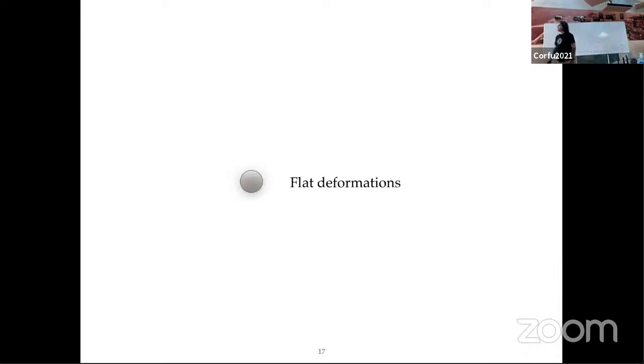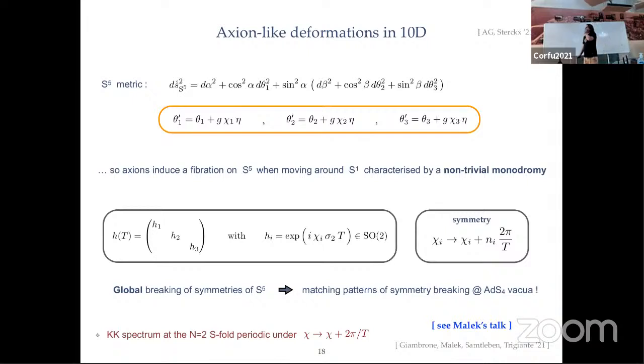Very good. So now I come to the point of flat deformations. The first thing we did was to understand these axions, these chi parameters, from a 10-dimensional perspective. And what they do is something nice. If you write the five-sphere geometry in a round way, using coordinates alpha and beta, and then three angles theta 1, theta 2, theta 3, that essentially reflects the SO(2) × SO(2) × SO(2) Cartan subalgebra of SO(6), you can choose these coordinates to describe the five-sphere.